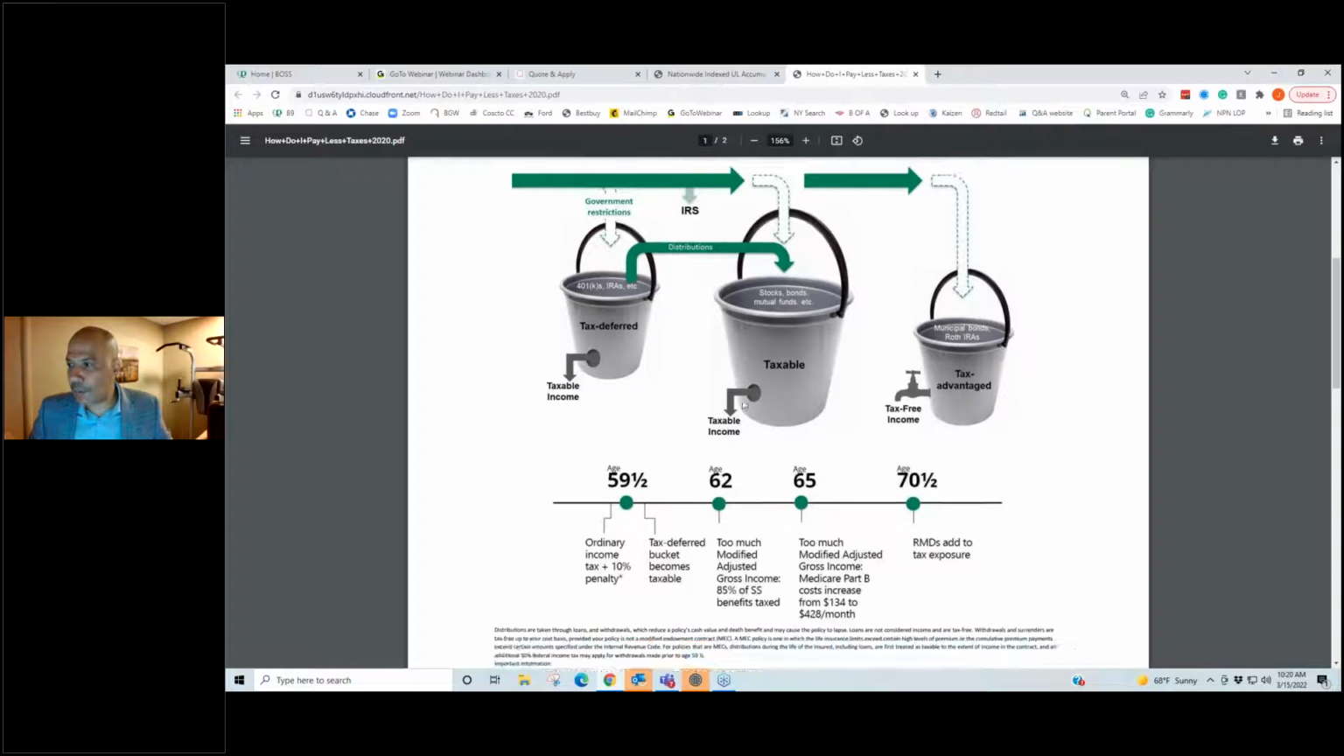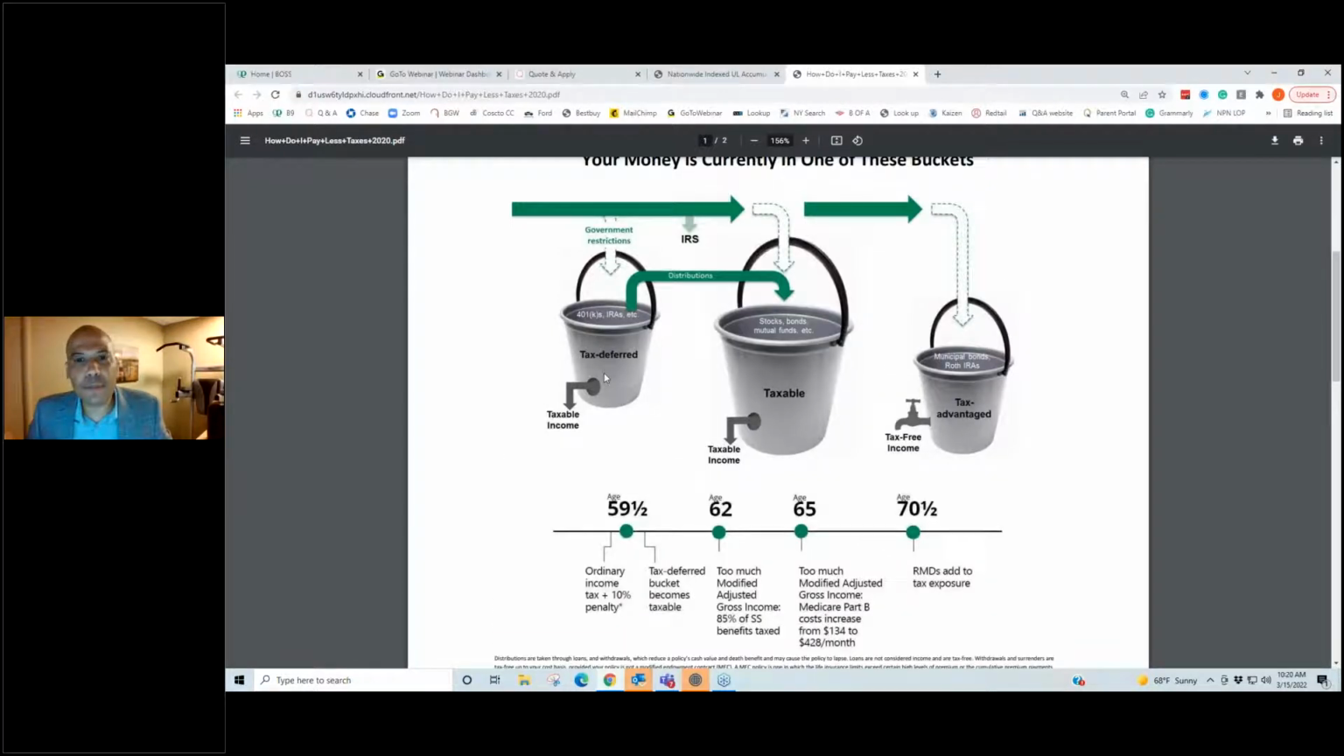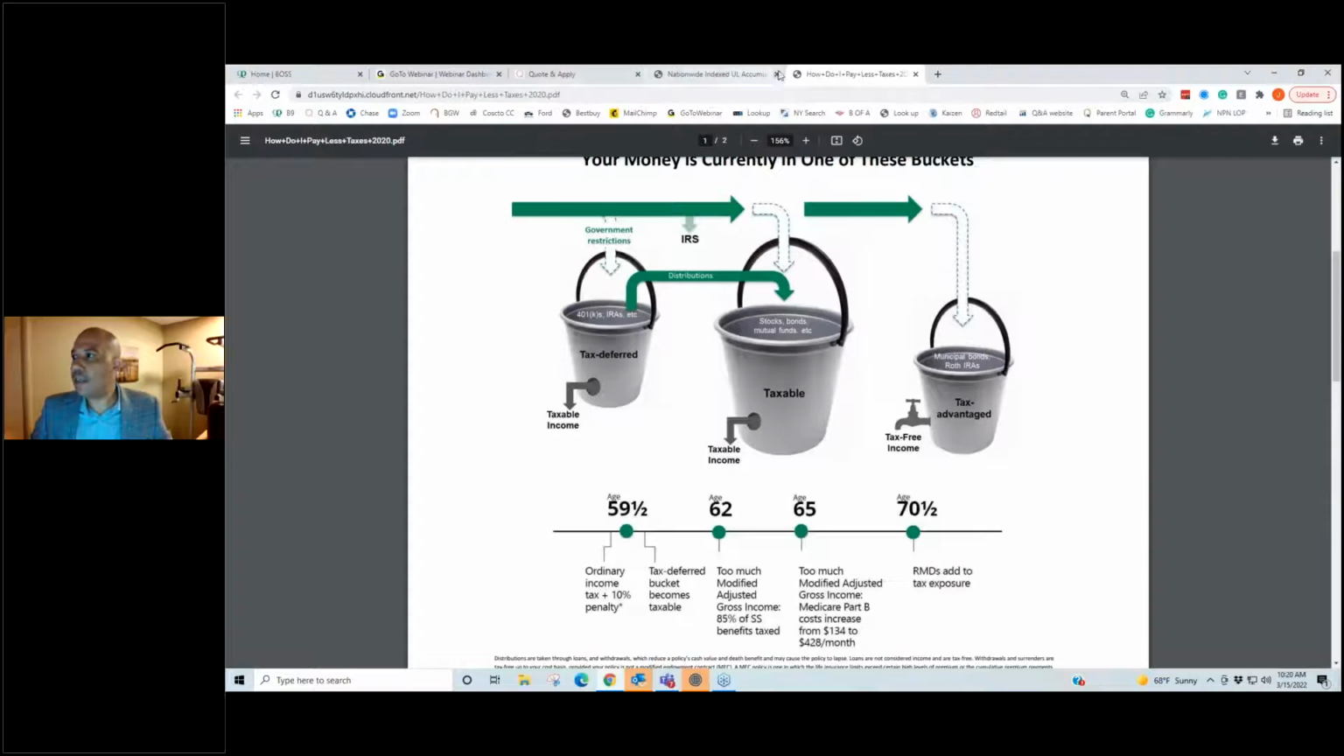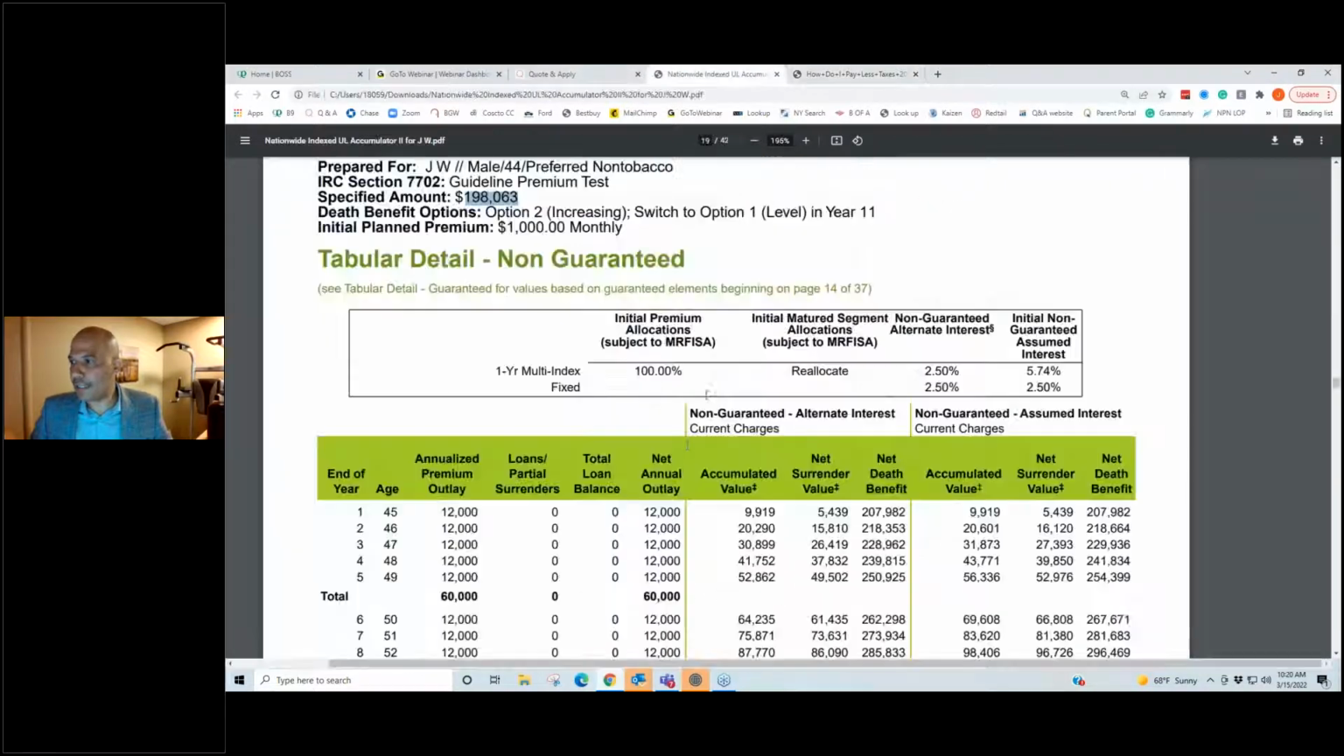It's designed to protect all these three buckets, because if you have to pull out 20, 30 grand, you don't want to pull from these buckets because most people are going to be before 59 and a half. They're going to get hit with some major tax consequences. We don't want them to do that. We want them to pull from this bucket right here.